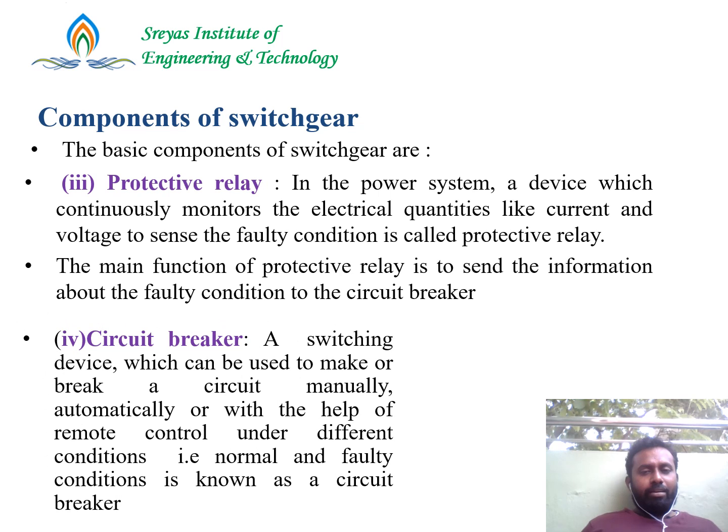A circuit breaker is a switching device which can be used to make or break a circuit manually, automatically, or with the help of remote control under different conditions, that is normal and faulty conditions. So a circuit breaker is basically a device which can be used to break or make a circuit manually or with the help of remote control. It just breaks the circuit if there is any faulty section, and after the fault is cleared it automatically makes it.